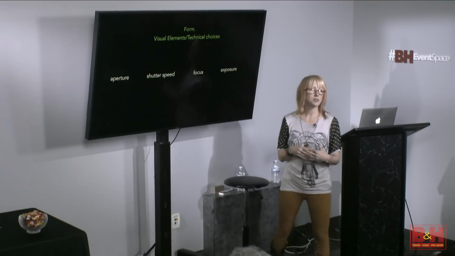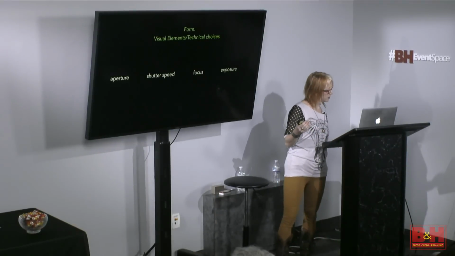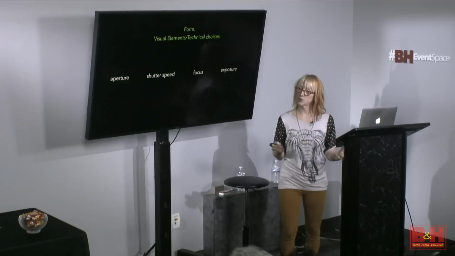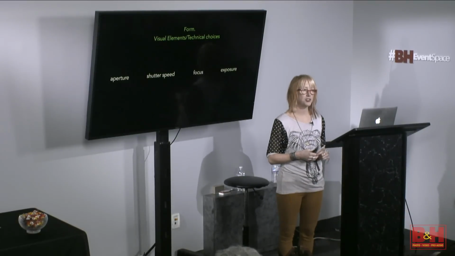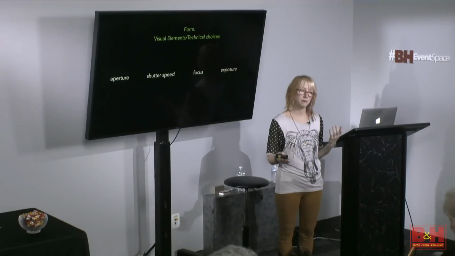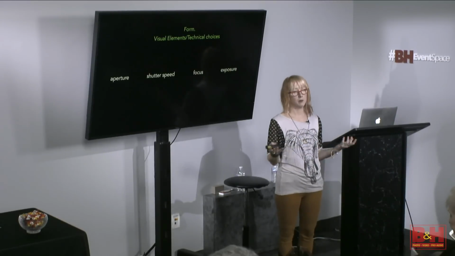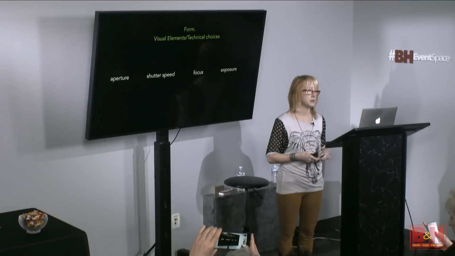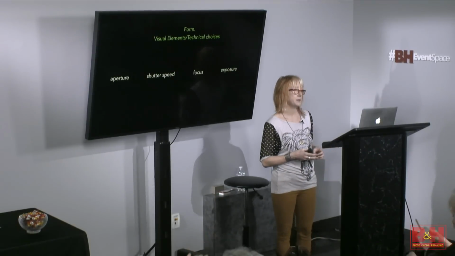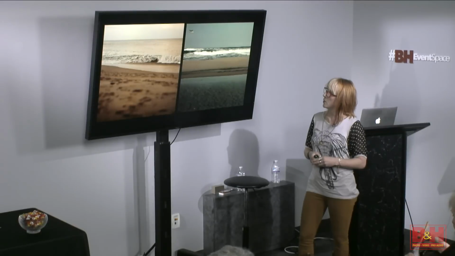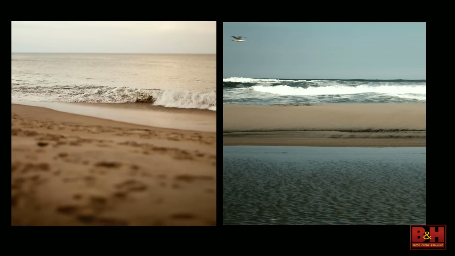Okay? So some other formal aspects that we can talk about are all the technical choices that we use that change the visual look of our image. Aperture, shutter speed, focus, exposure, all those things, right? Those baseline things that we learned as new photographers and we still use constantly, right? So for instance, the choice to use a very shallow depth of field versus a large depth of field. The choice of shutter speed to use with moving objects, okay? These are all things that we can talk about when we talk about images.